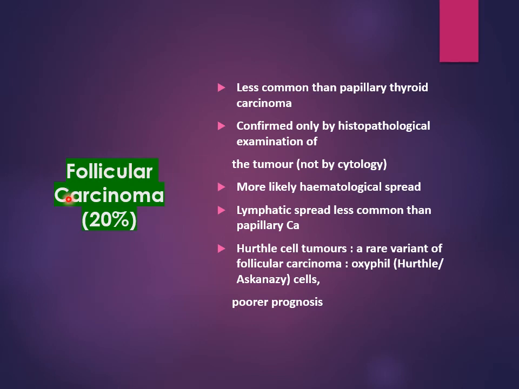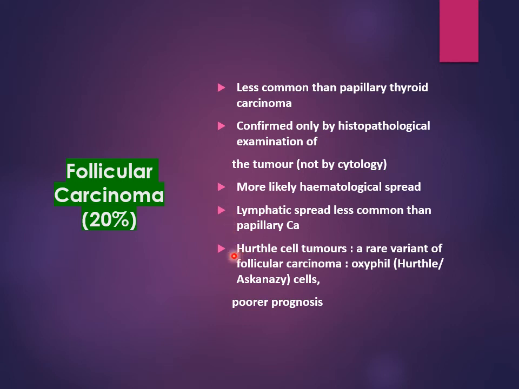Next is follicular carcinoma, which accounts for 20% of the cancers. Less common than papillary thyroid carcinoma. Again, confirmation is by histological examination of the tumor, not by cytology, by HPE, histological examination, either by excision or by core biopsy. Most likely it spreads by hematogenous spread. Blood spread is the more common mode of spread. Lymphatic spread is less common compared to papillary carcinoma.